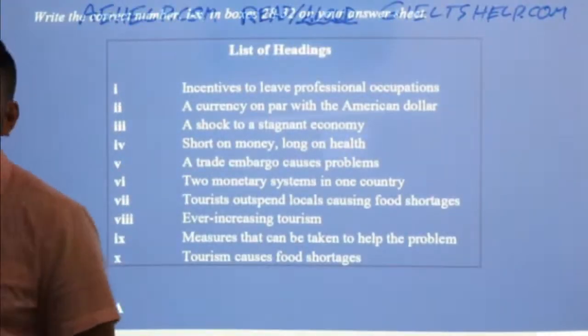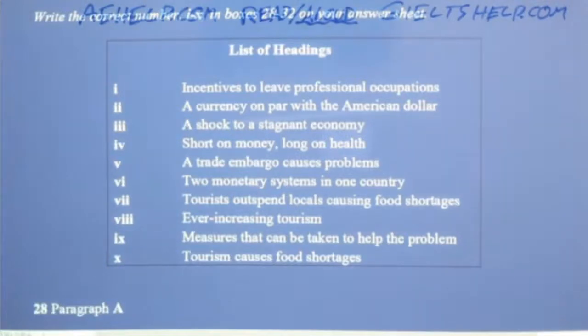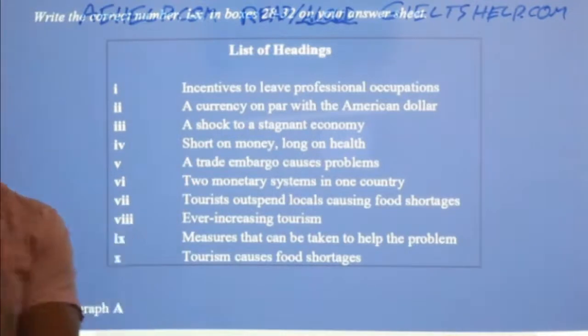Okay, let's take a look at the list of headings and see which one's the closest. So think that tourism is having some kind of an effect on the delicately balanced system of people. Okay, which one do you think is the closest match to that? All right, so Romain says, I think the best one here is short on money, long on health is the closest match. You have to find the closest match. Ois says it's 7. Puiti says, I think it's 4 is the closest match.